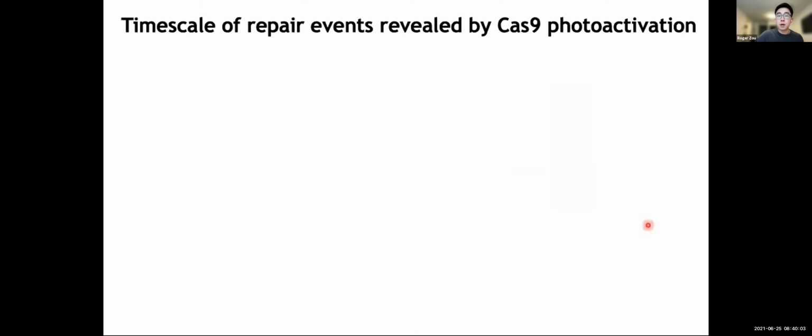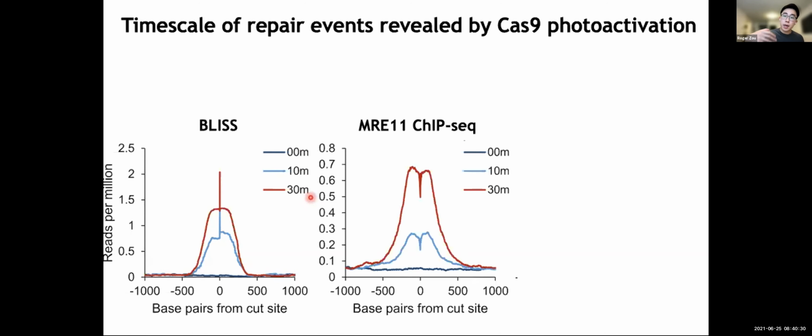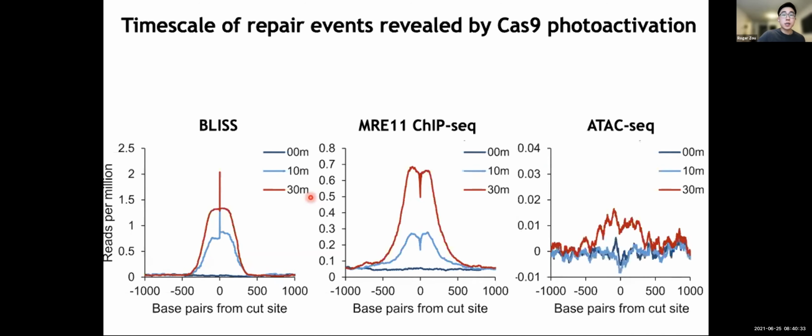And lastly, I want to show some newer results, which combine our very fast CRISPR technology with multi-target CRISPR to study at what timescale this increased chromatin accessibility occurs. To do so, we use 3 different readouts to measure phenotypes at all multi-target Cas9 positions. First, we use a method called BLISS, which measures double-strand breaks directly genome-wide before activation, so 0 minutes, or at 10 minutes or 30 minutes afterwards. And that is compared to MRE11 ChIP-seq as well as ATAC-seq.